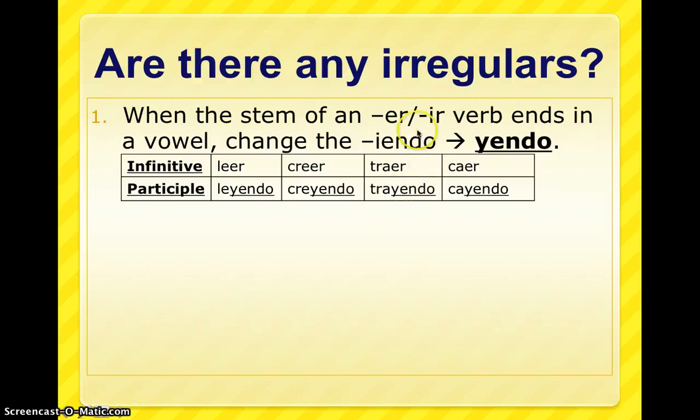Now this only happens in ER-IR verbs because it's this I that we're changing. So if it were an AR verb, we don't have an extra vowel right here that we need to change.